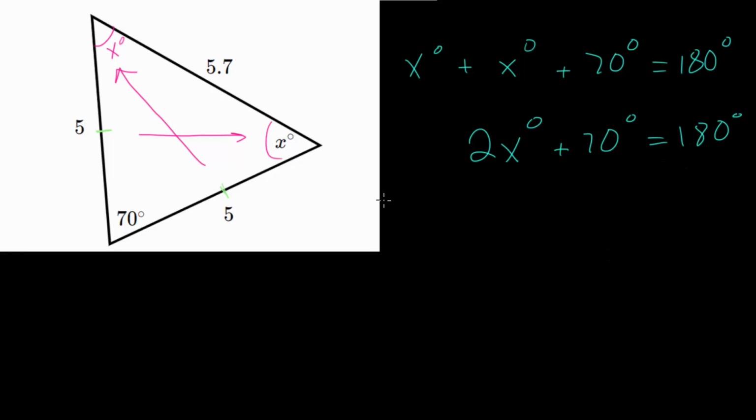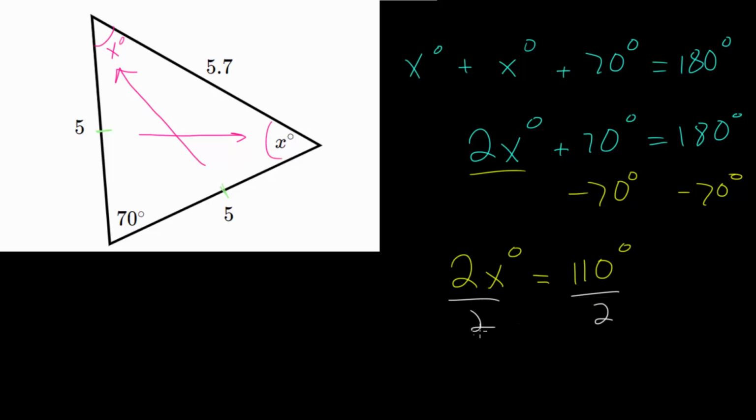Now let's subtract 70 degrees on each side so that we can isolate our variable term. They cancel on the left-hand side. We get 2x degrees is equal to 180 minus 70, which would be 110 degrees. And if we divide everything by 2, we can solve for x. 2 divided by 2, that's just 1. We get x degrees is equal to 110 divided by 2, which is 55.